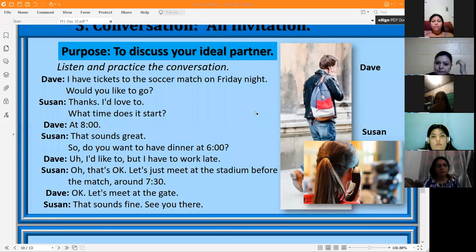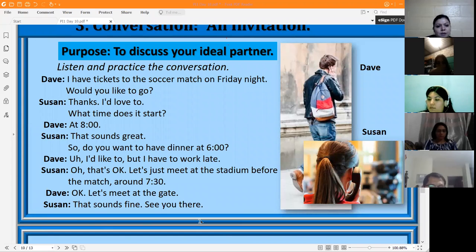I have a ticket to the soccer match on Friday night. Would you like to go? Thanks, I'd love it. What time does it start? At 8. That sounds great. So do you want to have dinner at 6? I'd like to, but I have to work late. Oh, that's okay. Let's just meet at the stadium before the match around 7:30. Okay, let's meet at the gate. That sounds fine. See you there. See you.